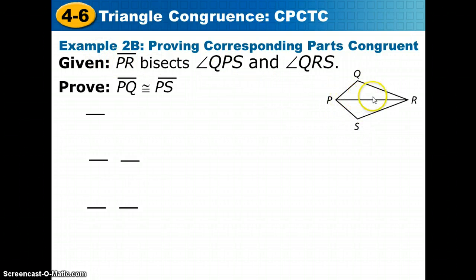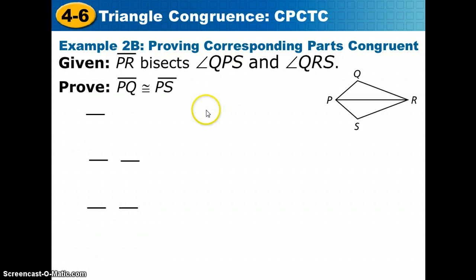We're told that PR bisects both of these angles, QPS and QRS. That means angle QPR and angle SPR, this top angle on the left, this bottom angle on the left, they have to be congruent, as well as QRP and SRP, the top and bottom on the right, those have to be congruent because that's what bisector means. So if these angles are congruent and these angles are congruent, and we share side PR, so I have congruent segments by the reflexive property, the triangles can be congruent by angle, side, angle.